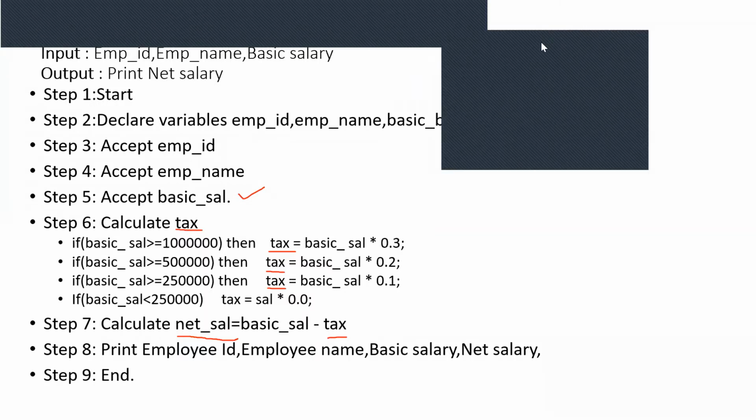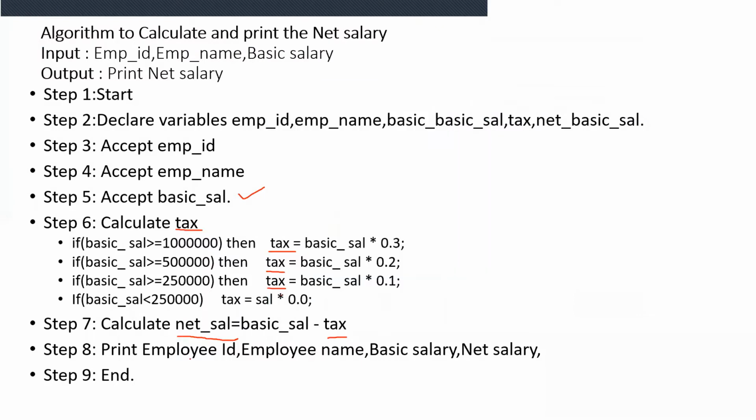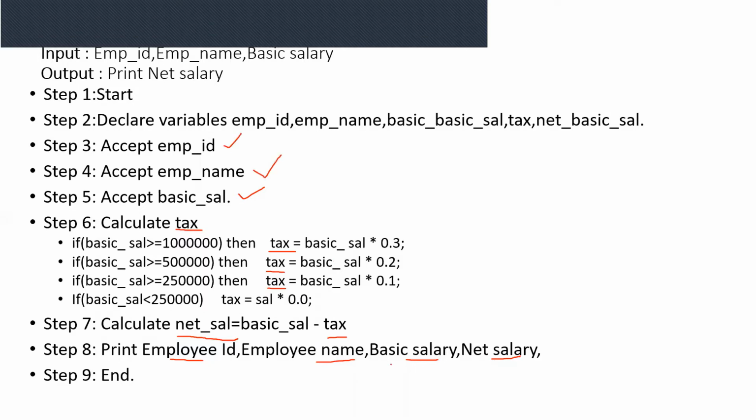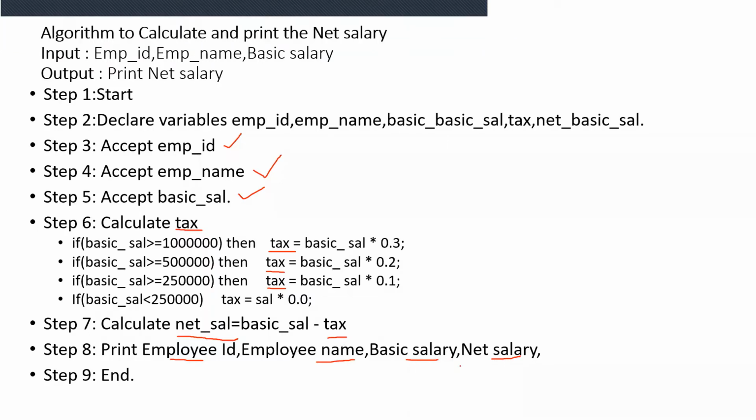After calculating the net salary, we are printing employee ID, employee name, basic salary and net salary. From here we had accepted the employee ID, employee name, basic salary, everything we had accepted, no? All those which we had accepted, we will be displaying. If you want to print the tax also, you can have it. After that, we are ending the program. So what are the steps?